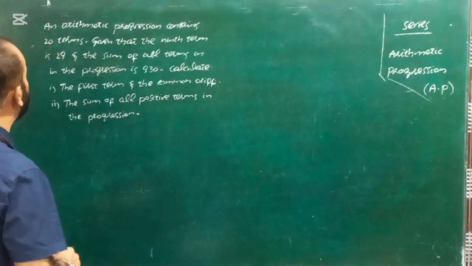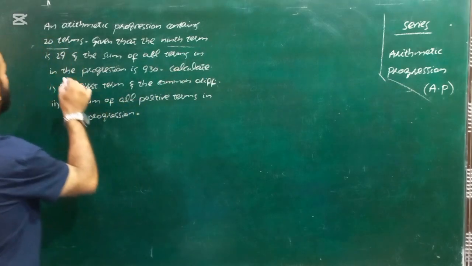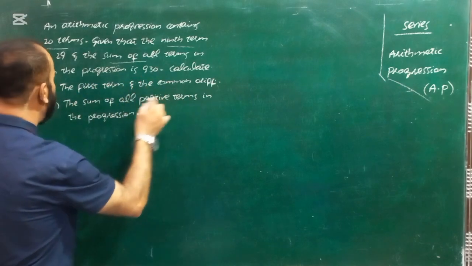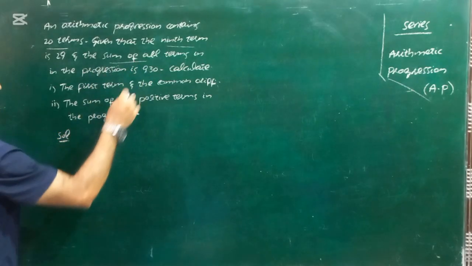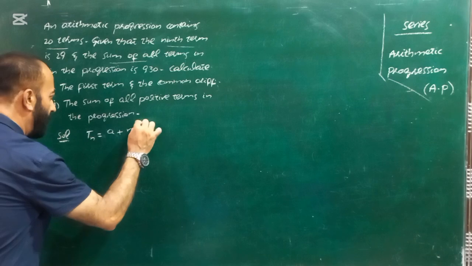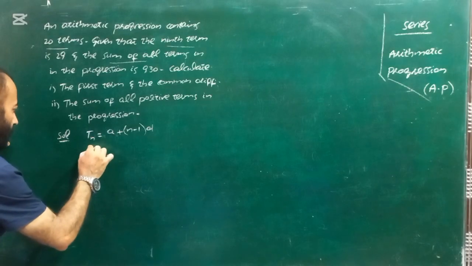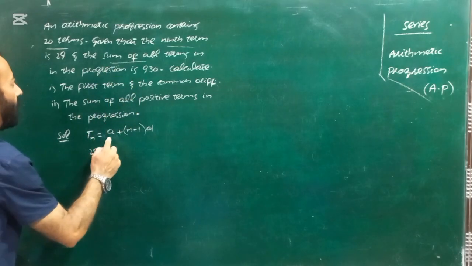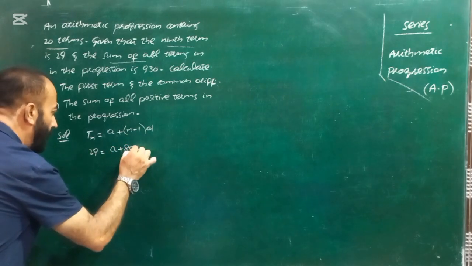Here is the question. This statement is an arithmetic progression contains 20 terms. Given that the ninth term is 29 and the sum of all the terms in the progression is 930, calculate the first term and the common difference. So look here, the ninth term is given. So specific term formula will be used. Tn is equal to a plus n minus 1 into d. So the ninth term is 29. So 29 is equal to, because n is 9, ninth term, so T9 is equal to 29. A plus 9 minus 1 will become 8, so 8d. So this is first equation.